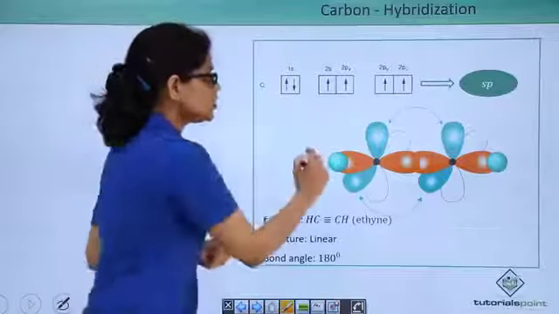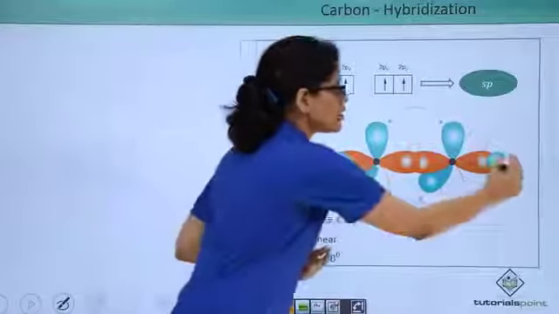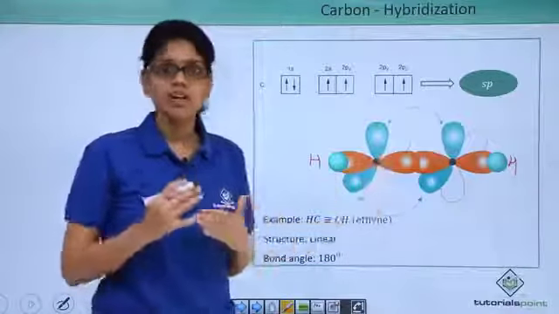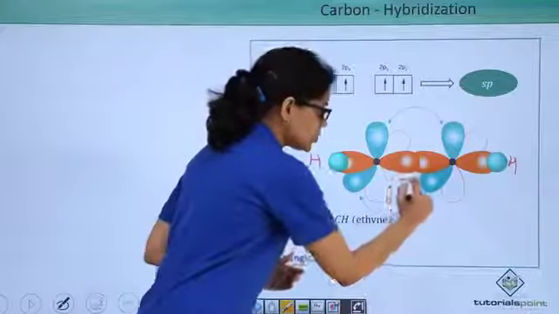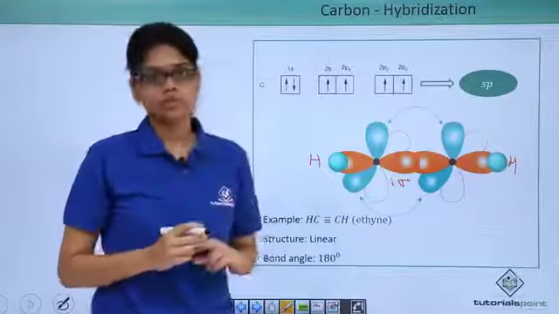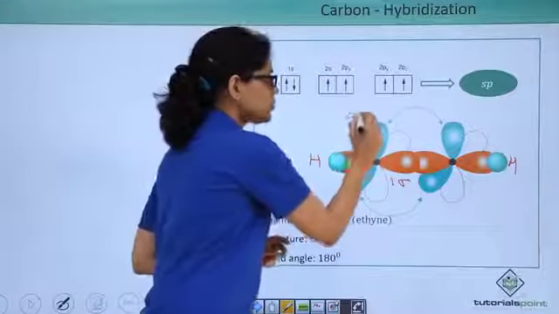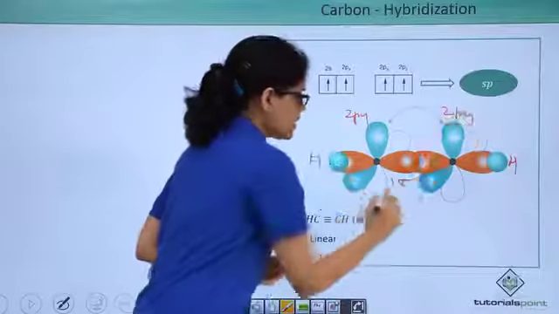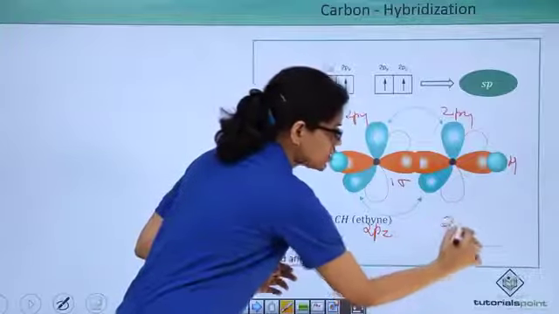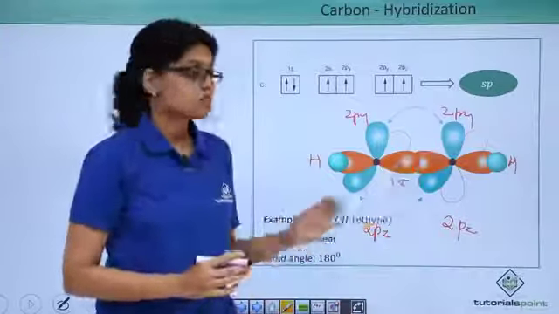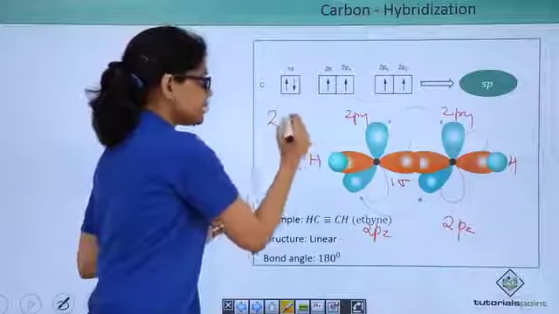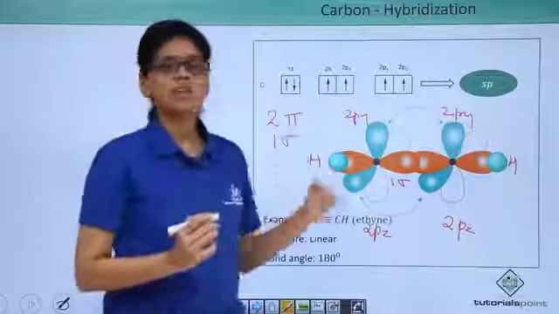Here we can see that again you have one H bonding with a carbon, which bonds with another carbon and H, and we have two p orbitals which are unhybridized. Obviously we have one sigma bond forming from the linear overlap of C and C, and we have two parallel overlaps here: 2py combines with 2py of another carbon, and similarly 2pz combines with 2pz of another carbon. So there are two parallel overlaps, which give you two pi bonds, and one sigma bond due to linear overlap.